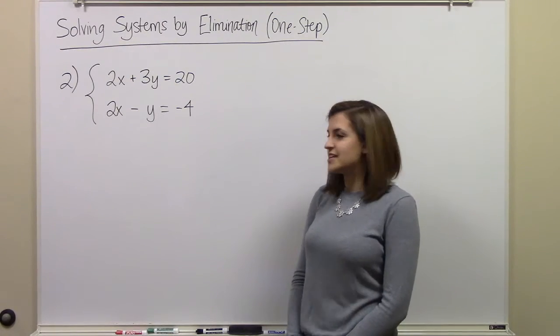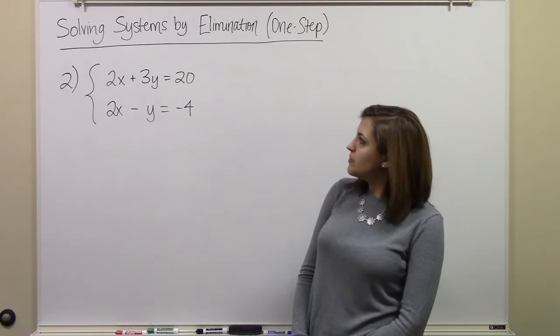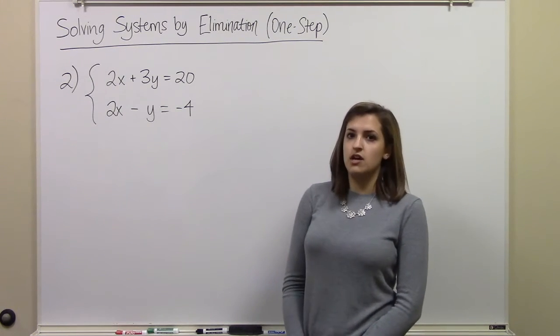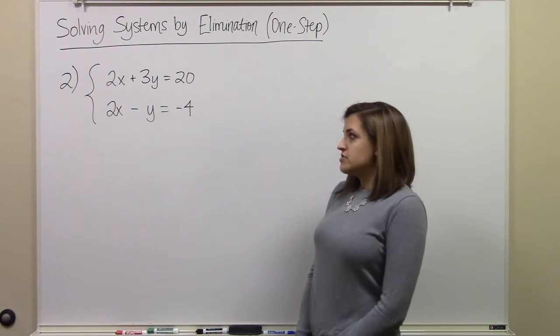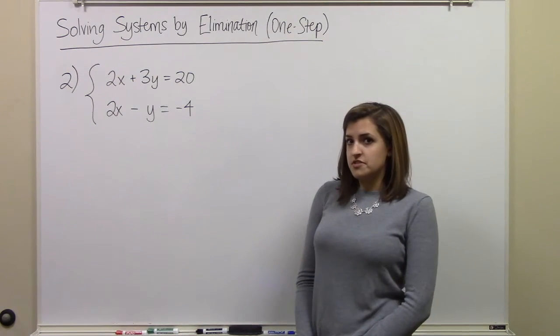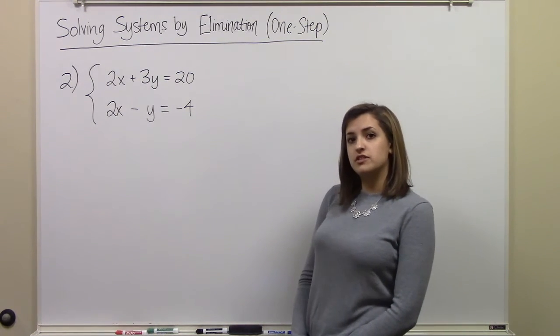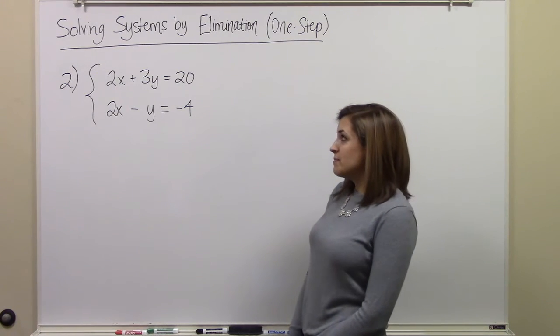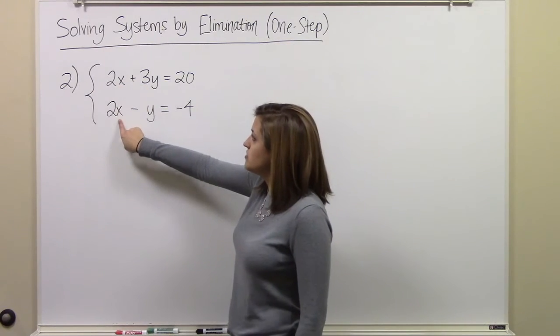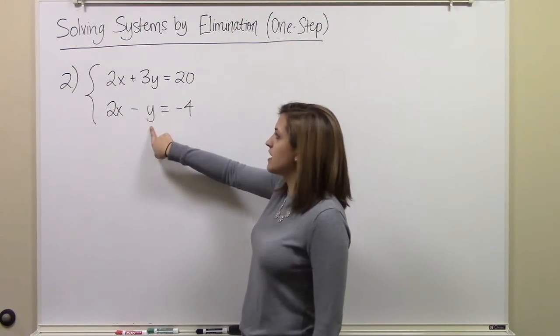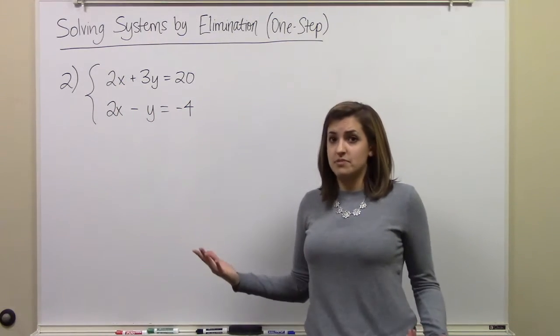All right, in our second example, we have a system that says 2x plus 3y equals 20, and 2x minus y equals -4. So I want to first find a pair of coefficients that are opposites. But if I look at my coefficients, I see that I have 2 and 2 for x and 3 and -1. But none of those are opposites.